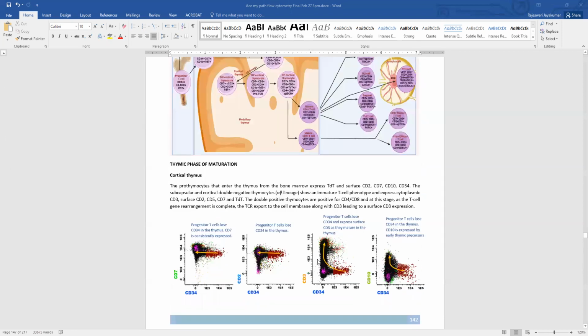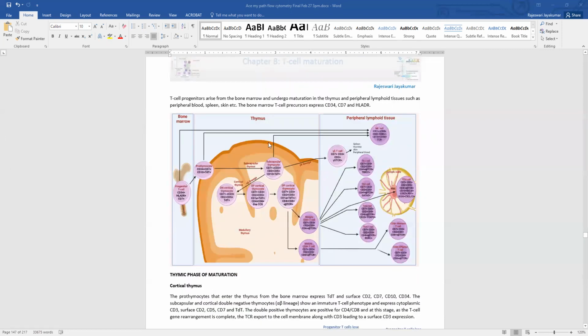And there is another population of cells called NK cells. There's no clear description of exactly at which stage the NK cells start developing, but it is thought that they arise either from the progenitor T cell stage, the prothymocyte stage, or the subcapsular thymocyte stage, one of these three, or maybe from all of these three. So that's why they do not express surface CD3.